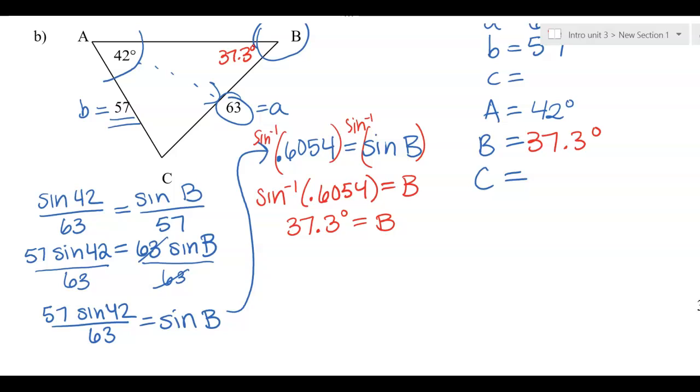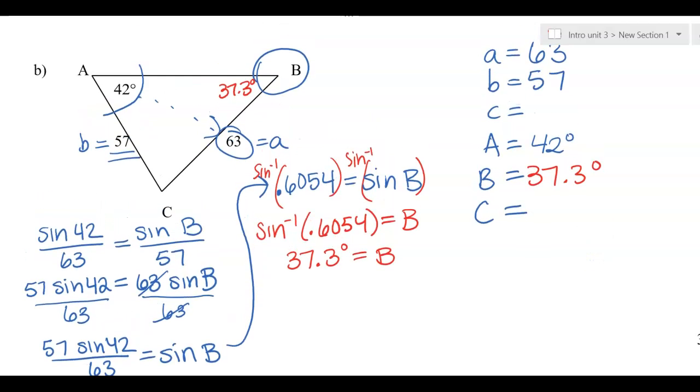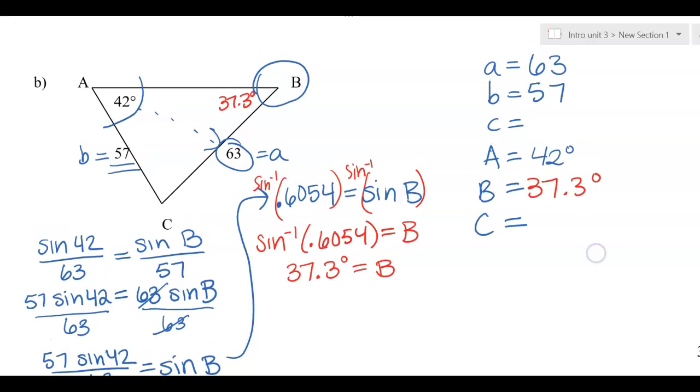Okay, what would you guys do at this point if your goal is to figure out the rest of the information for this triangle? We're missing one angle and one side. What's that? Good. Add the angles up and subtract from 180. So we'd want to add 42 and 37.3, and then subtract that from 180. And we would get 100.7. Okay? And so that will be angle C.